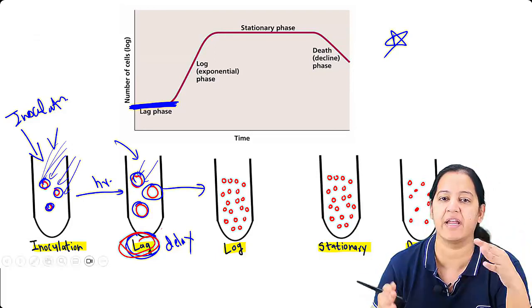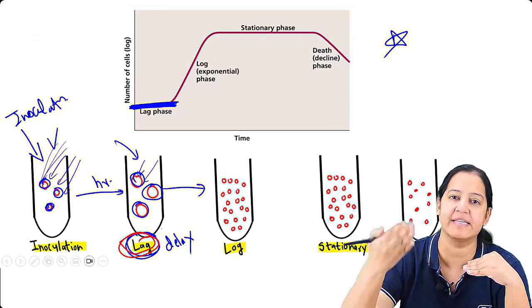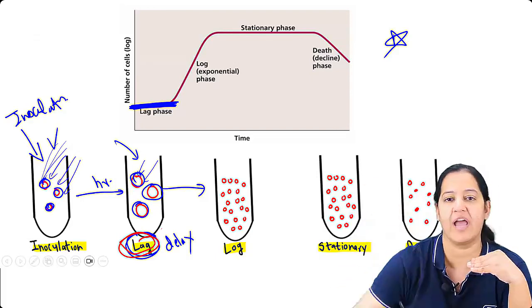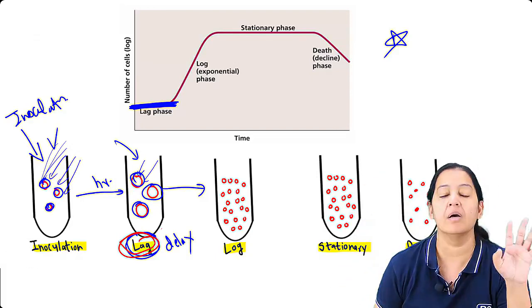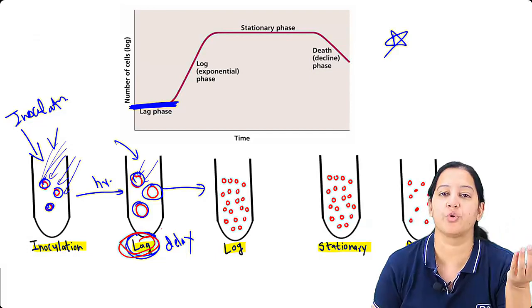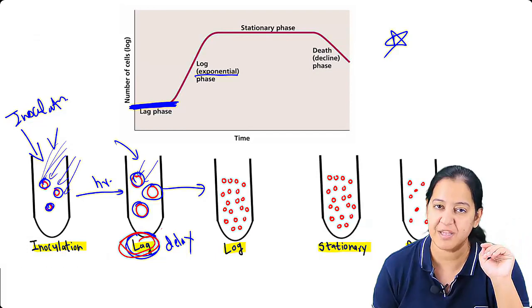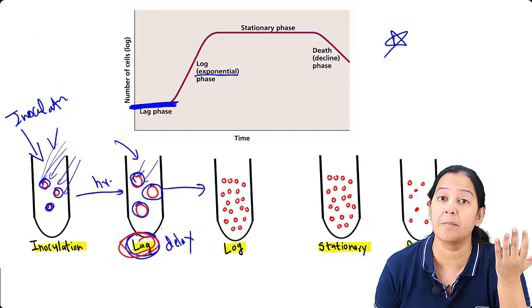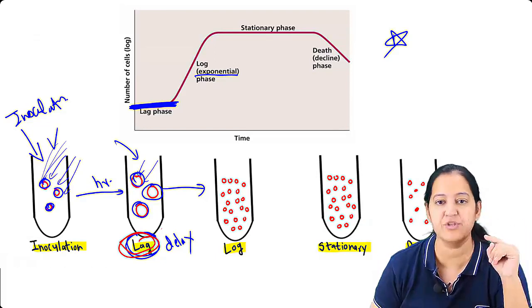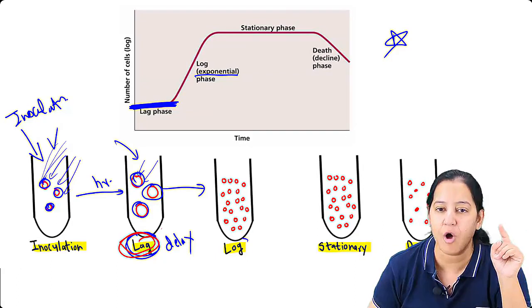It will keep on dividing 1 to 2, 2 to 4, 8, 16, 32, 64 likewise. It will not stop. So it is known as exponential growth. What is it known as? Exponential growth. Have you read the logarithm chapter in mathematics in your childhood? What is logarithm? Logarithm is exponential growth. Exponential growth को कहते हैं logarithm. So this log is logarithm.